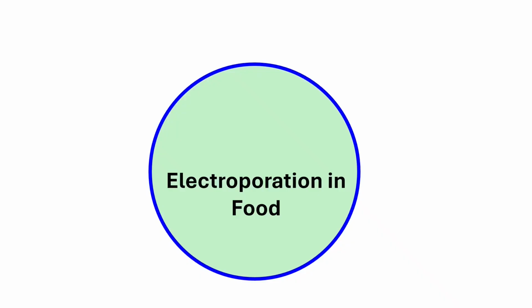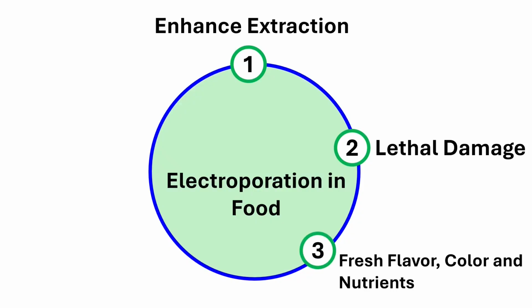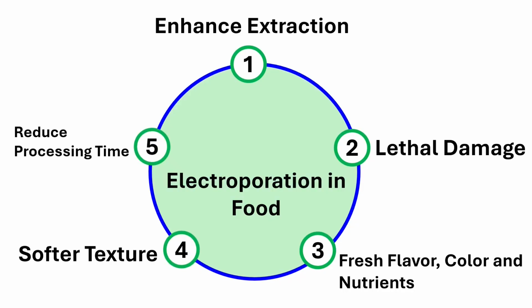In the case of non-thermal food processing, electroporation could enhance extraction of juice, sugar, oil, and health functional components. It can cause lethal damage to bacterial cells, keep fresh flavor, color, and nutrients, develop softer texture, and reduce processing time, for example, in drying and frying. All these are possible due to the formation of tiny pores causing damage to the cellular membrane and its structure, thus enhancing mass flow.